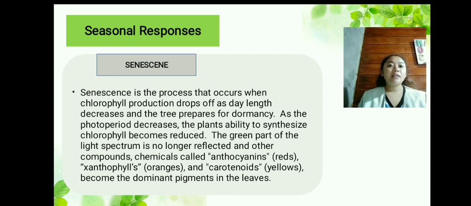Seasonal responses. Senescence is the process that occurs when chlorophyll production drops off as day length decreases and the tree prepares for dormancy. As the photoperiod decreases, the plant's ability to synthesize chlorophyll becomes reduced. The green part of the light spectrum is no longer reflected, and other chemical compounds called anthocyanins, the reds, xanthophylls, the oranges, and the carotenoids, the yellows, become dominant pigments in the leaves.